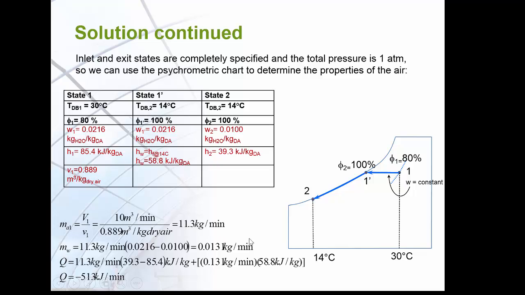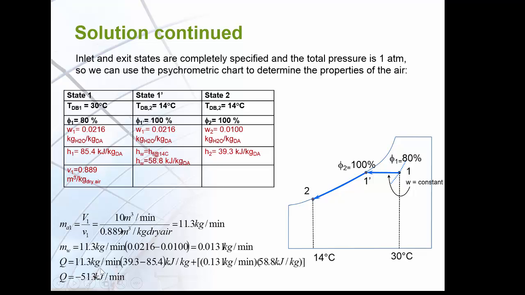And using the mass balance equation for the amount of condensate, we know the dry air mass as well as the difference between the humidity ratios from the initial and final state points. We can determine the amount of water that is condensing out from the cooling coil surface, and that's about 0.013 kilograms of water per minute.